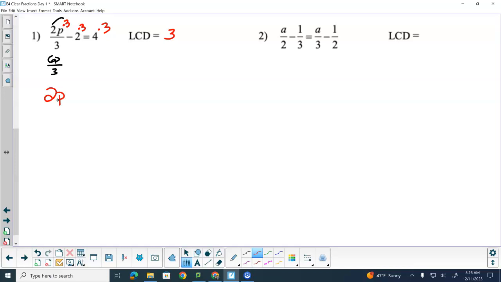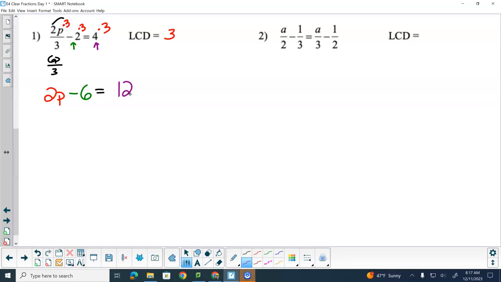Now here in the middle, 2 times 3 is 6. Then the minus sign comes along, so this becomes minus 6. 4 times 3, 12. And now, provided we multiply by a common denominator, we should get an equation that doesn't have any fractions in it, and it makes it easier for us to solve.